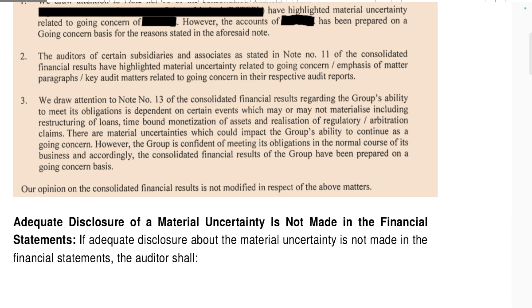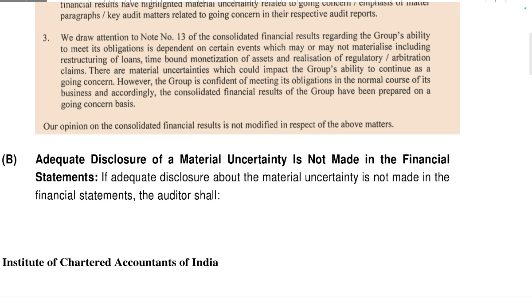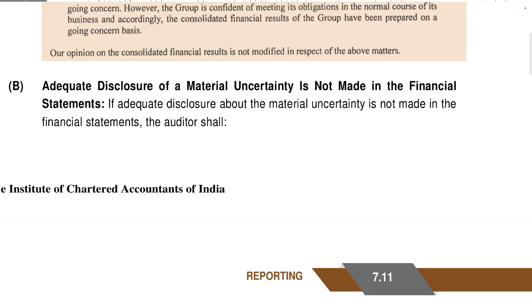We draw attention to Note 3 of the consolidated financial statements regarding the group's ability to meet its obligations, which depends on certain events that may not materialize, including restructuring of loans, time-bound monetization of assets, and realization of regulatory and arbitration claims. These are material uncertainties that could impact the group's ability to continue as a going concern. However, the group is confident of meeting its obligations in the normal course of business, and accordingly the consolidated financial results of the group have been prepared on a going concern basis. Our opinion on the consolidated financial results is not modified in respect of the above matters.